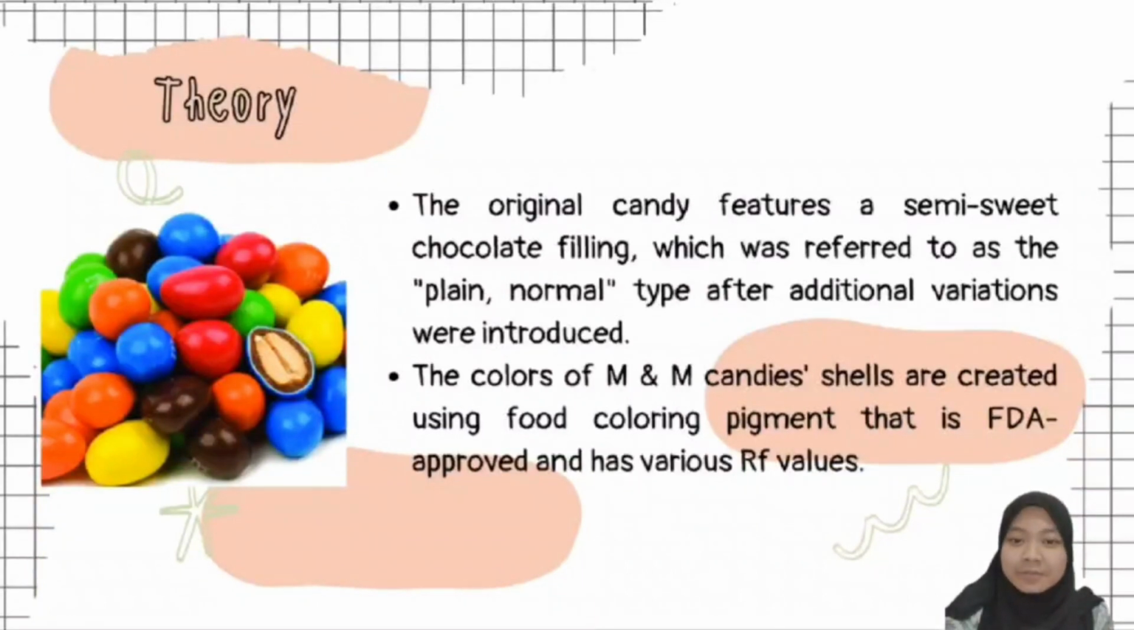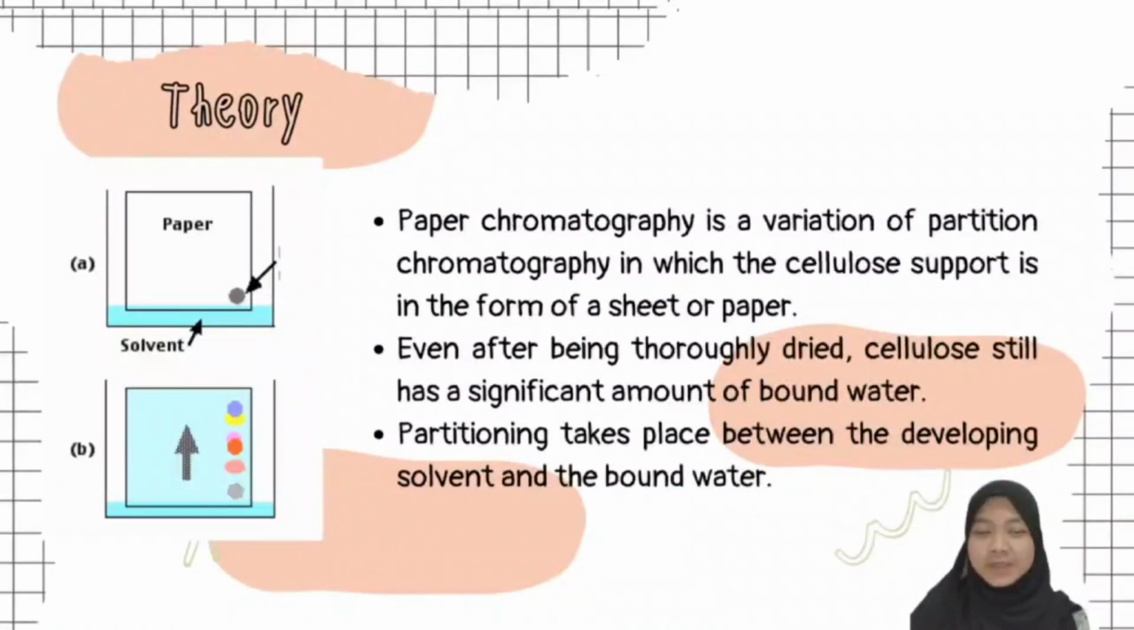items that include them. Paper chromatography is a variation of partition chromatography in which the cellulose support is in the form of a sheet of paper. Even after being thoroughly dried, cellulose still has a significant amount of water in it. Partitioning takes place between the developing solvent and the water.